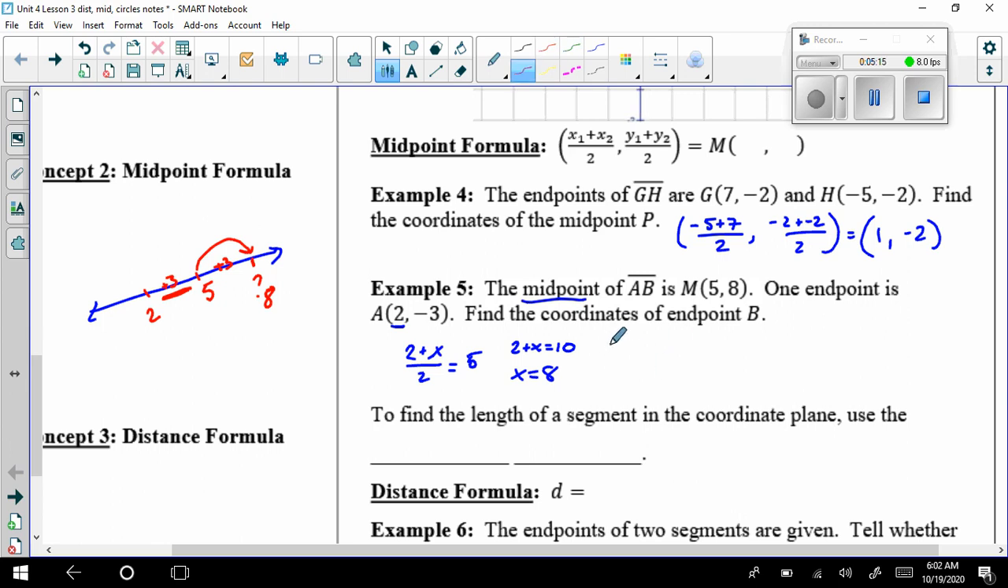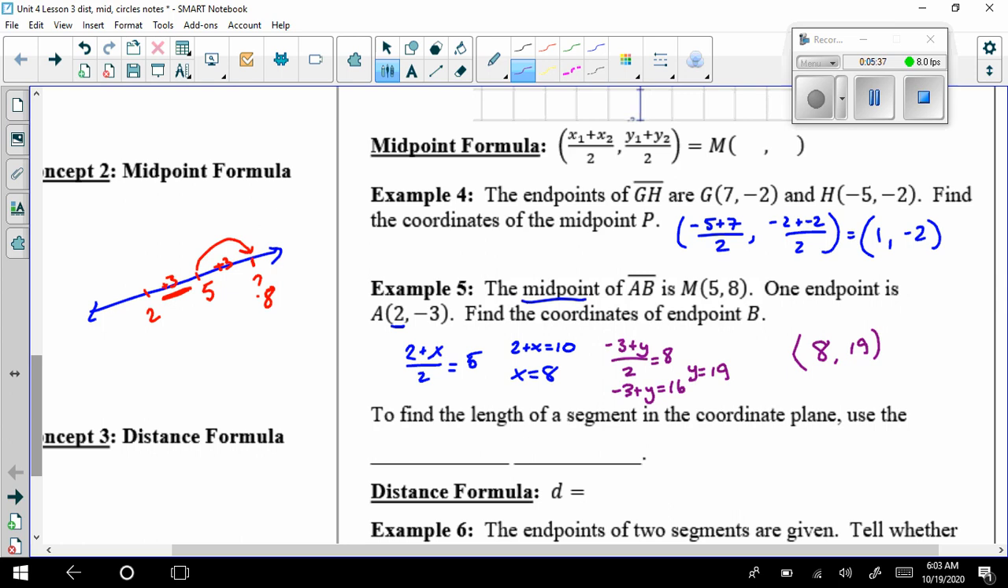But we do the same thing for our y's. We have -3 plus y divided by 2 would end up at 8. So -3 plus y is 16. So y is at 19. You write that final answer as a coordinate, 8, 19. That's your other endpoint. All right.